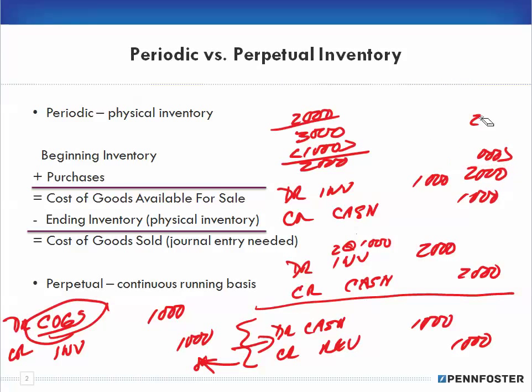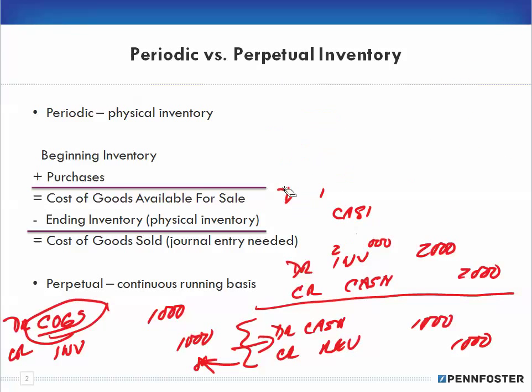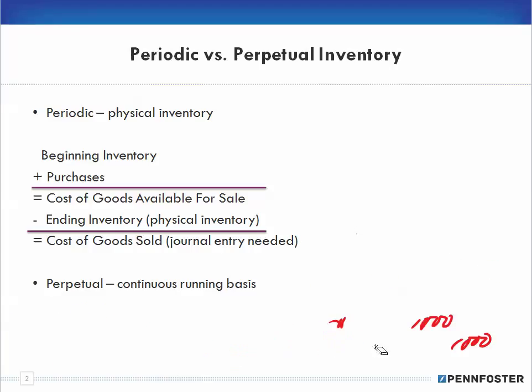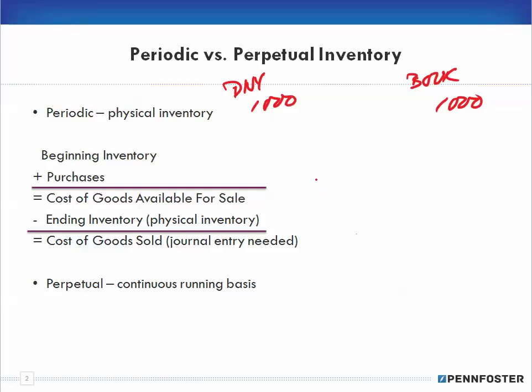With the periodic, you're going to have your physical inventory and you're going to have your books. Okay, and let's say they both start out at 1,000. Now as things are purchased, you're going to keep on adding it to your books. Okay, and sure, they're going to be going into the physical inventory. Okay, and your books are going to show a balance at the end of the accounting period.